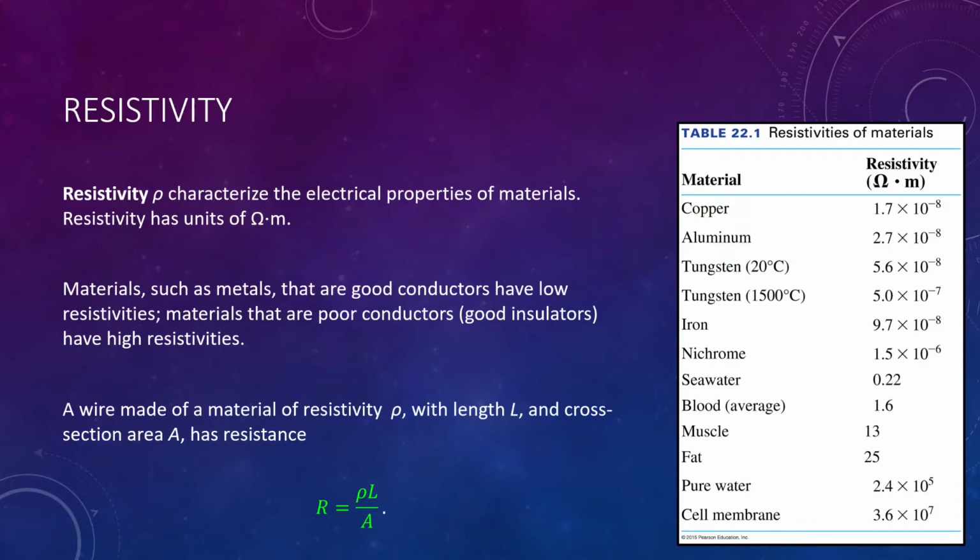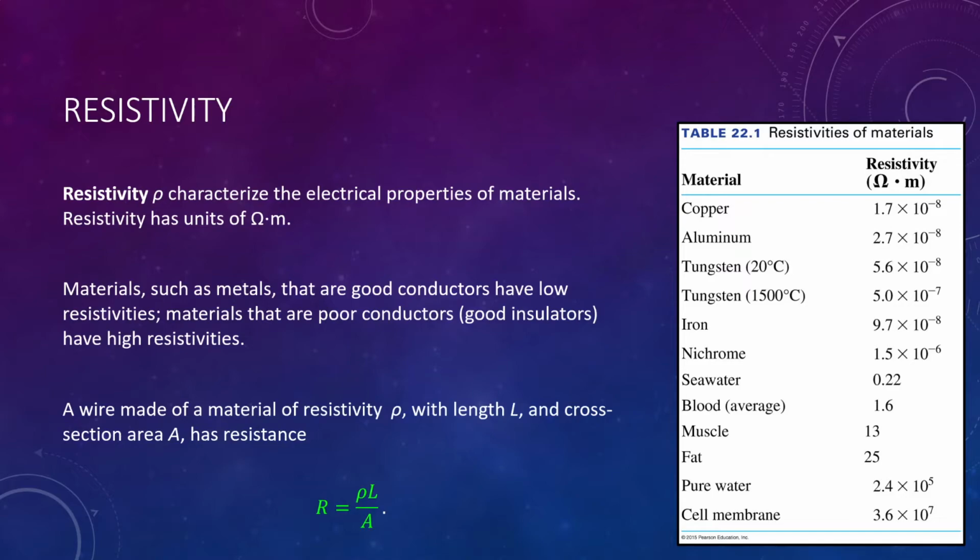Resistivity, represented by the symbol rho, the lowercase Greek letter rho, I call it curly p, characterizes those properties of the materials, in other words, what they're made out of. And the units for this are ohm meters. So resistivity is just the way we describe what the material is made out of. If you have a material that is a very good conductor that allows charges to flow easily, it has a low resistivity. But if your material doesn't allow charges to flow easily, in other words, it's a good insulator, that would have a high resistivity.